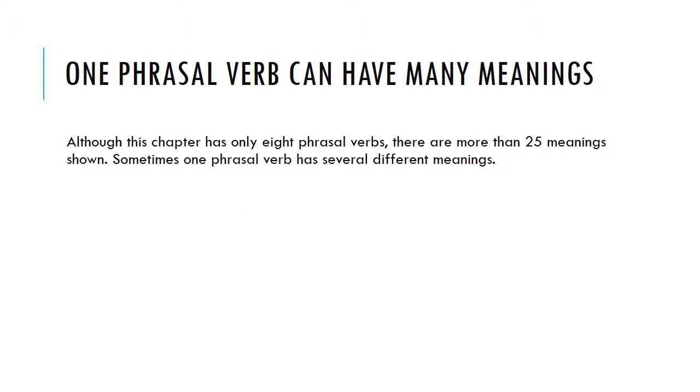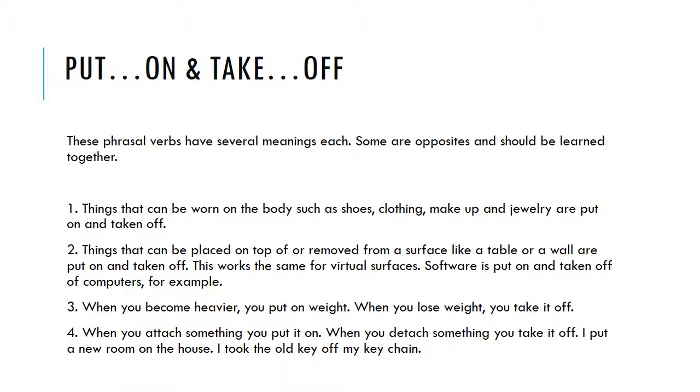Okay, so one thing you should remember is that one phrasal verb can have many meanings. So although this chapter only has 8 phrasal verbs, there are more than 25 meanings shown. Sometimes one phrasal verb has several different meanings. You'll see that as we go on.